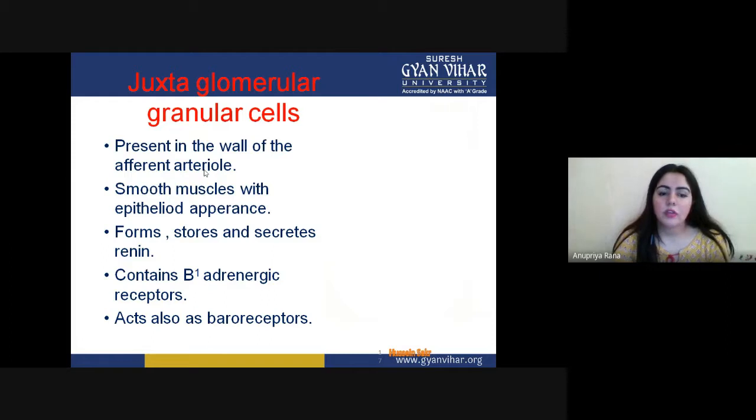So what is their function? They need to store the renin. First they do the formation of renin, then they store the renin, and they secrete the renin if needed. They contain beta-1 adrenergic receptors, so they also contain these receptors because if something wants to bind at the surface, they have the receptor for binding. So they help binding molecules to bind on the surface of the nephron apparatus.